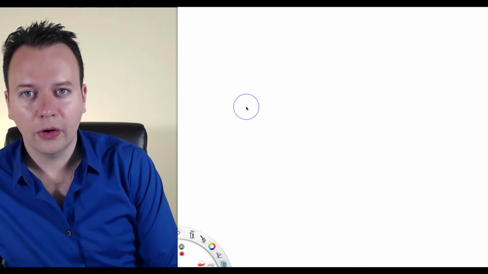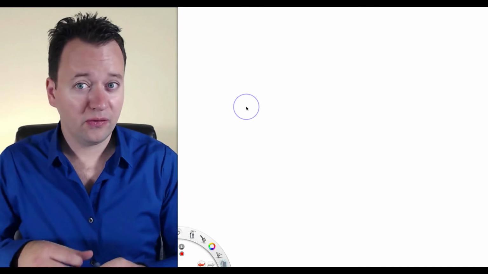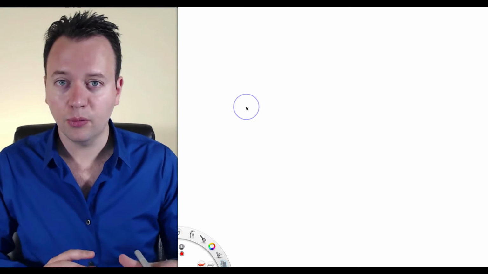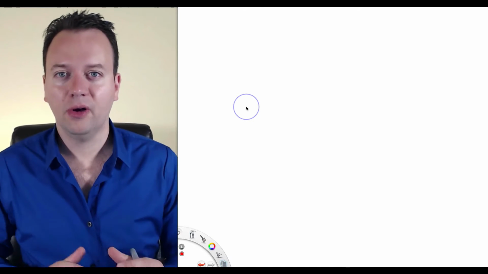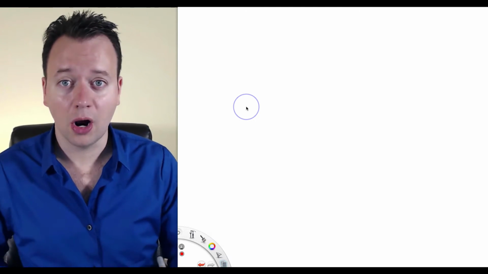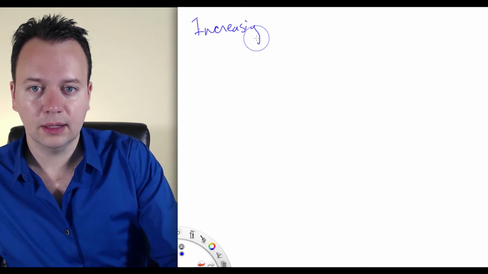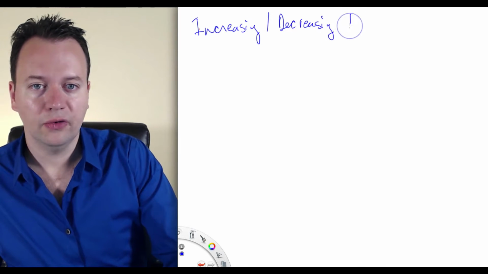In this lecture, we're going to look at special classifications for functions. We previously saw what a function is. It's a rule that assigns to every input a unique output. However, we can further classify functions based on certain properties. The first two properties we'll look at are increasing and decreasing functions.